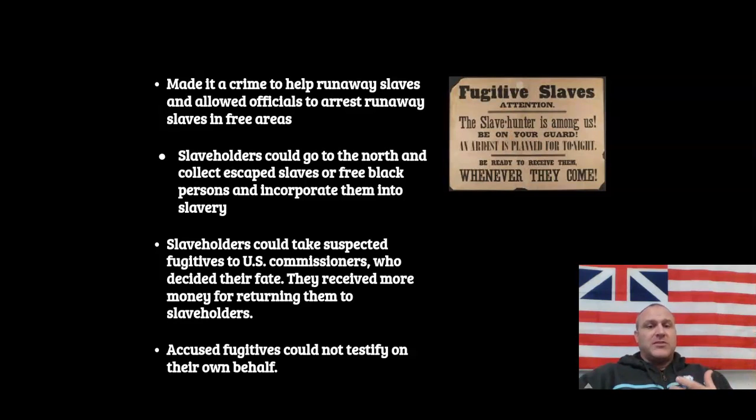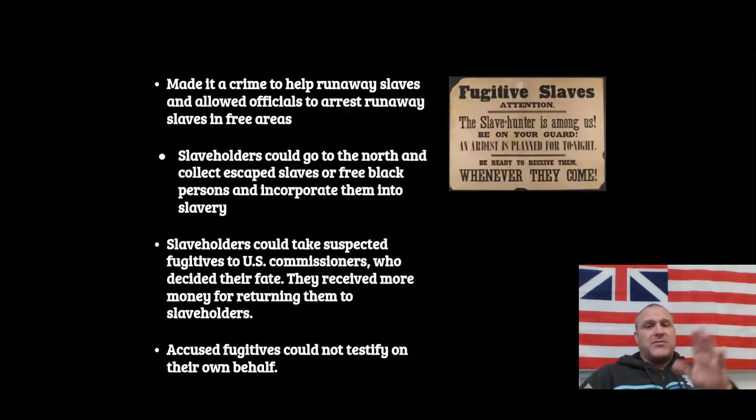Slaveholders could also take suspected fugitives to the U.S. commissioners, who were kind of like judges, who would decide their fate. And these commissioners would get more money in return for sending a black person into slavery instead of setting them free. Let's just say they got $10 to make a black person a slave and only $5 to set them free. Which do you think more judges will do?